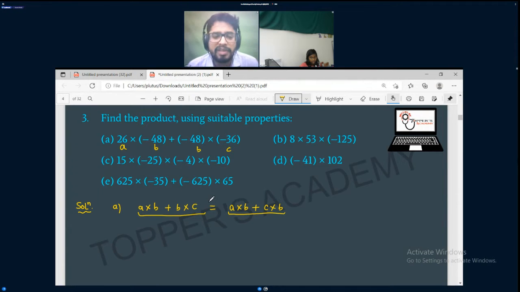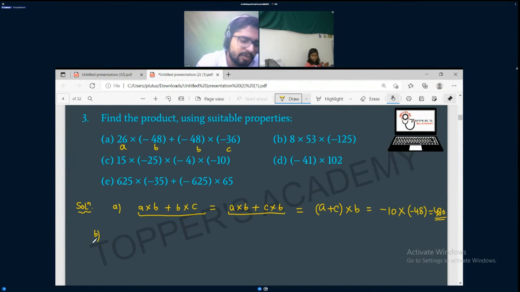Because, sir, we know that multiplication is commutative. Yes or no? Yeah. That's why B into C can be written as C into B. Now we know the distributive property. A plus C into B. Yes or no? Why? Because of your distributive property. So the answer is A plus C. A is 26. C is minus 36. So A plus C is minus 10. Minus 10 into minus 48 gives me 480. Yes. That is equal to 480. Got it? Everybody.